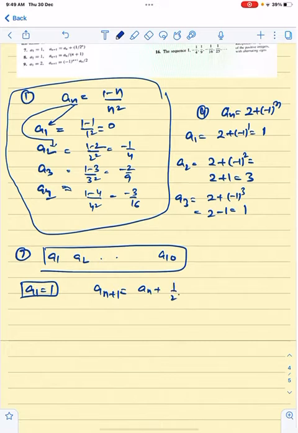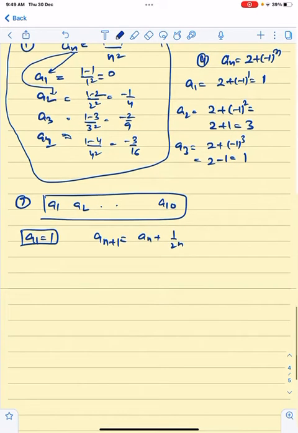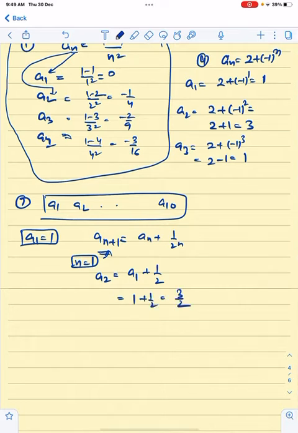We have done this in the theory section. To calculate a2, I have to put n equals 1 in this formula, right? So I'll have a2 equals a1 plus 1 upon 2, because in place of n I'm putting 1 here. The value of a1 is known, that is 1, plus 1 by 2, that means 3 by 2, right?